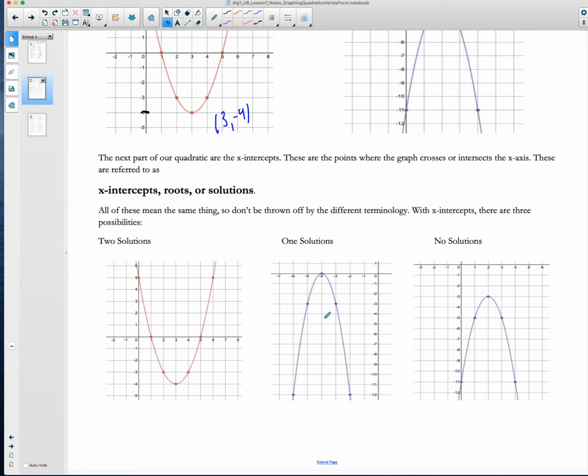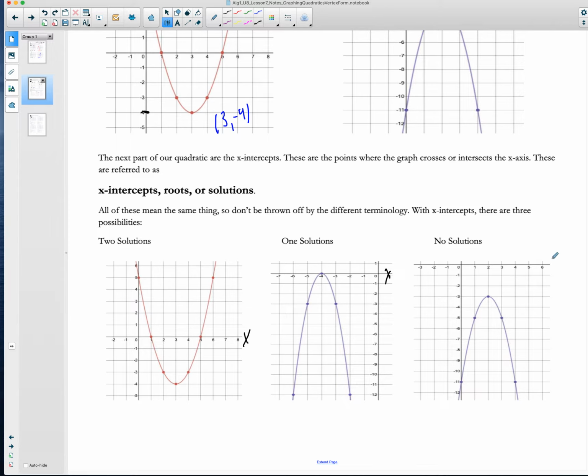Now, the other part that we're going to quickly discuss are what we call solutions, or x-intercepts, or roots. This is basically where our graph crosses our x-axis. If you look at our red graph here, you can see that there are 2 solutions. It crosses, or touches, the x-axis twice. When we look at the purple here, this is our x-axis up here, and you can see that it just barely touches. It touches in that one exact spot. So we have one solution here, and then no solutions.